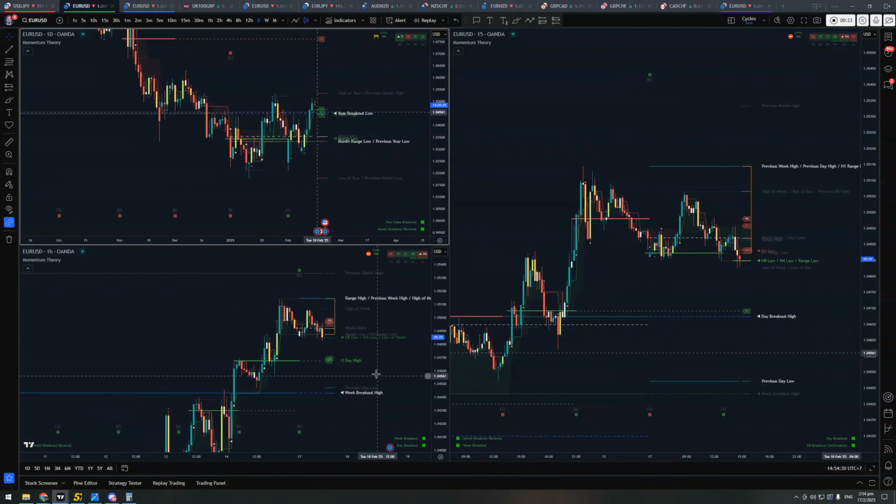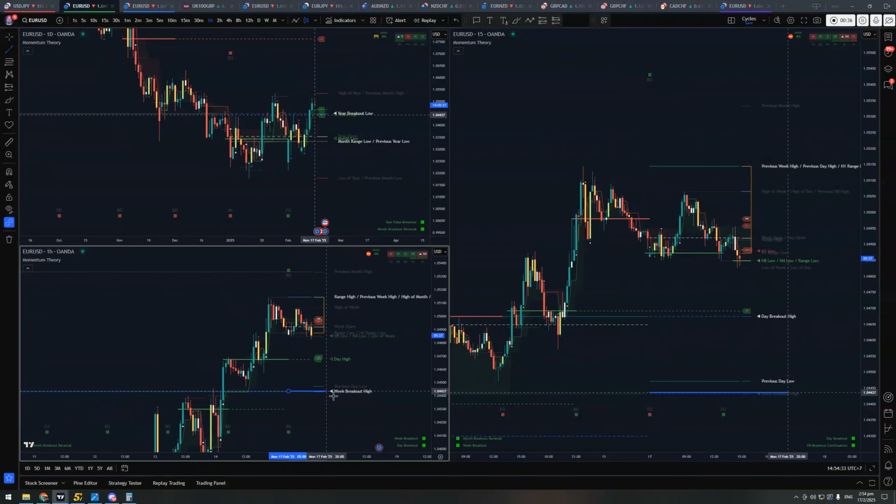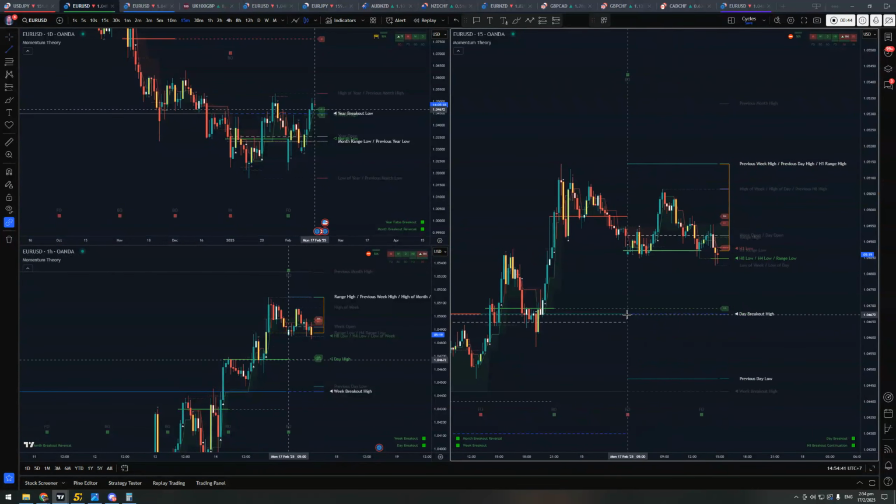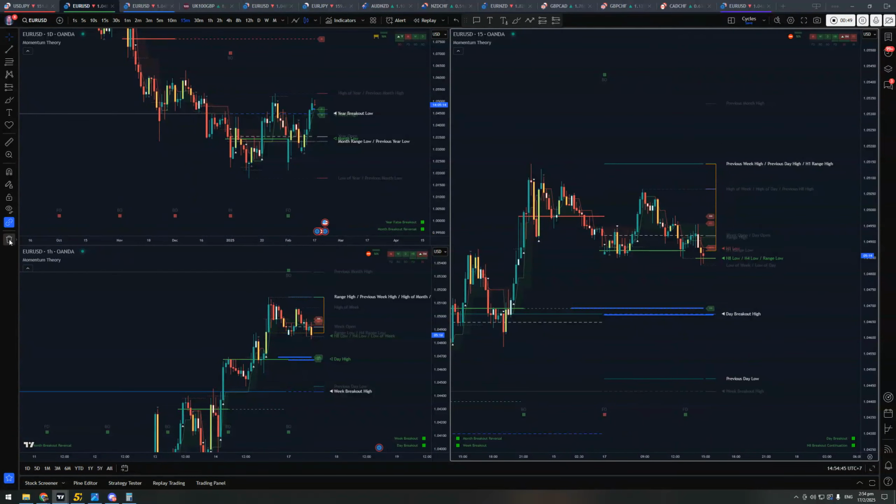Weekly, it's a bullish breakout week, and we're above the weekly breakout level as well as above the daily breakout level. So we have 2 time frame alignment on the weekly, and then on the daily, it's a breakout day. We're above the daily breakout level and above the H8 breakout level. So again, 2 time frame alignment.